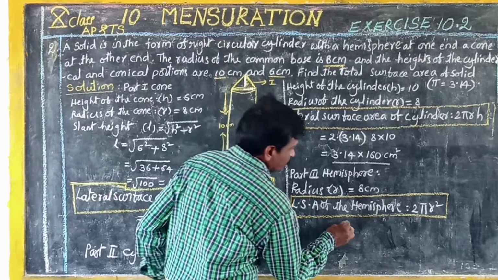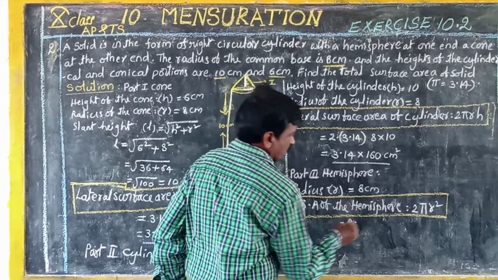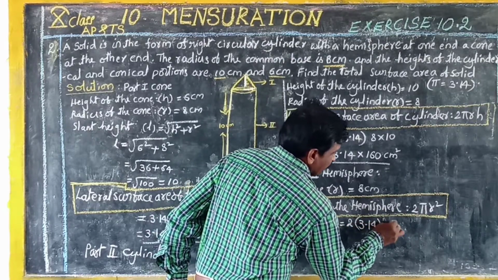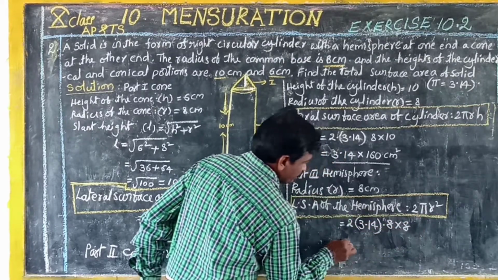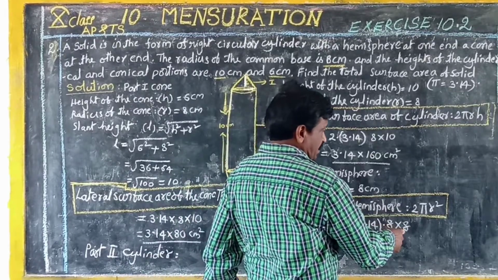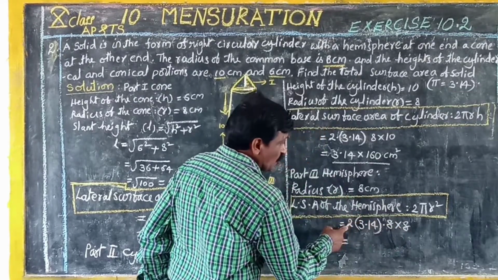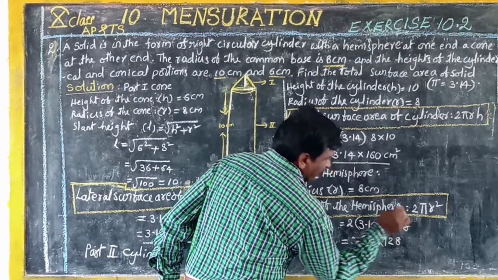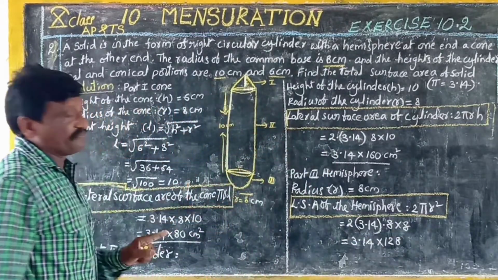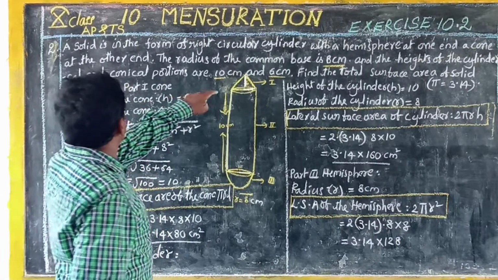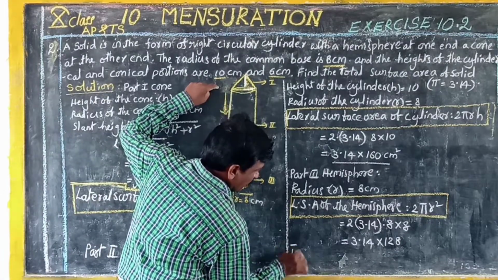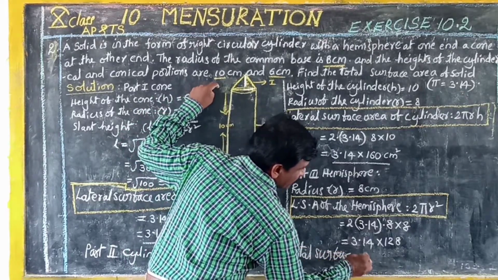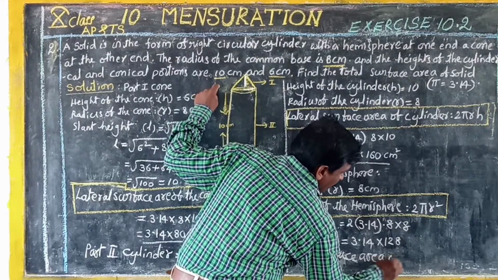So 3.14 r means 8 into 8. 8 8s are 64. 64 2s are 128. 3.14 into 128. Total surface area of the solid.